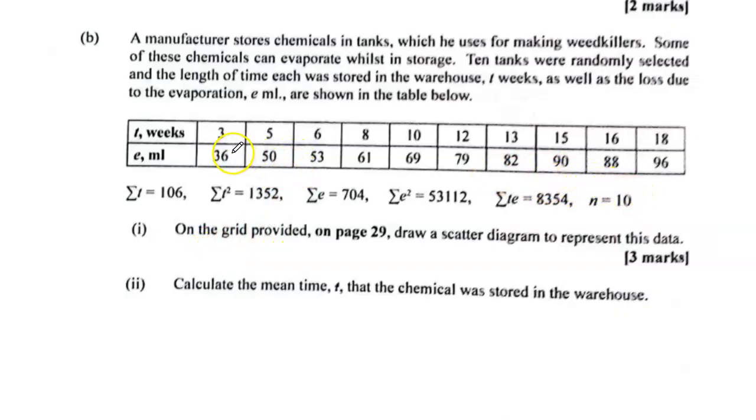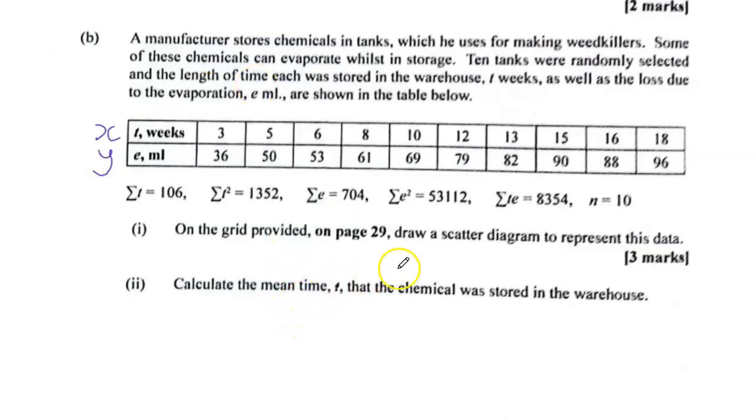So we simply plot these points. I will put T on the x-axis. T seems to be the independent variable. Normally time is an independent variable. So we can replace T with X and replace E with Y. So Y would be the dependent variable here.